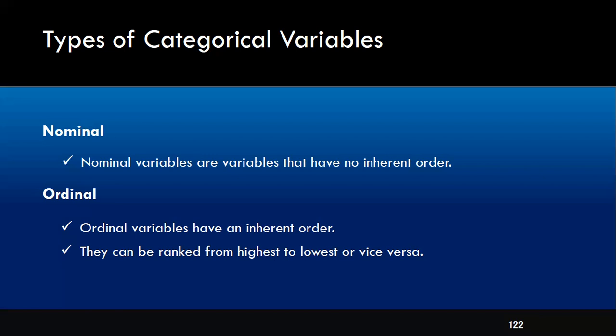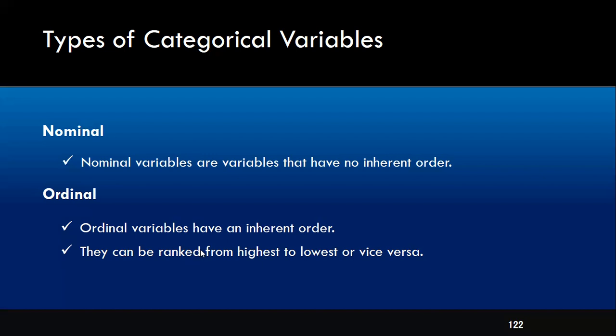Supposing you have a column called defect severity: high, medium, low. In this case there is a rank, inferiority and superiority. The higher the defects, the more sensitive it is, and the lower the defects, the lower the risk. So there is a ranking here. These kinds of variables fall under the ordinal type of category. Okay, this is fine.